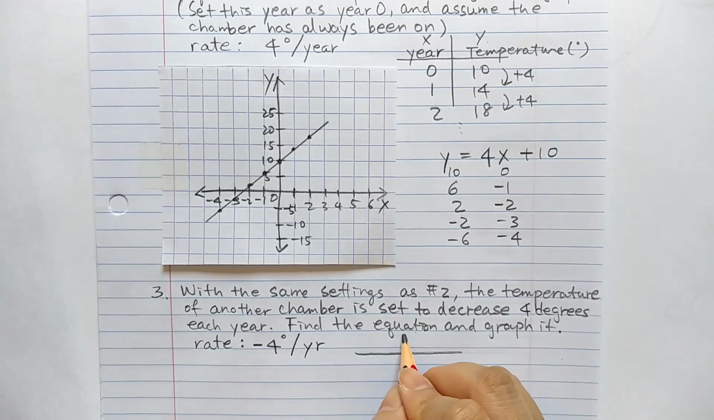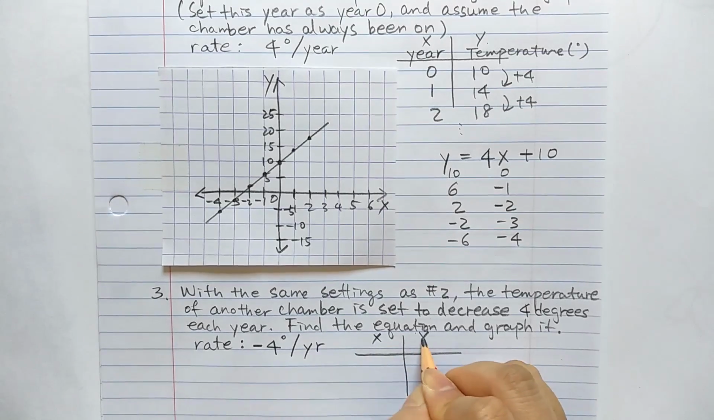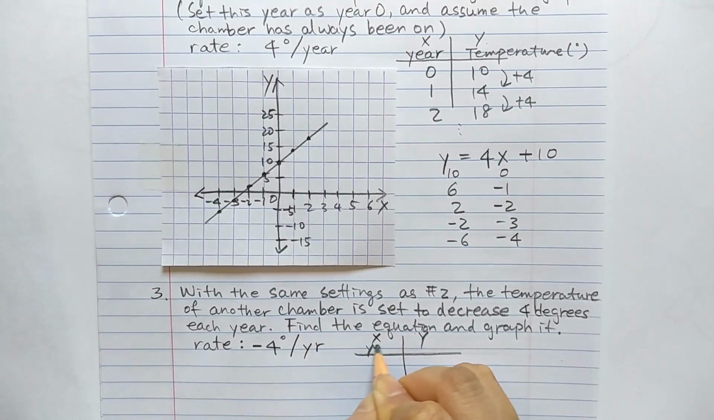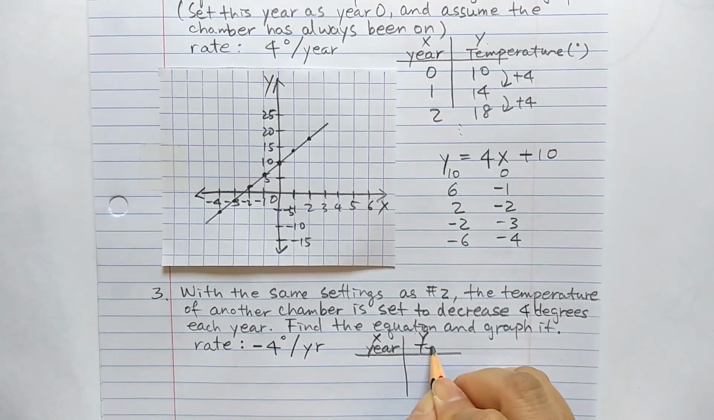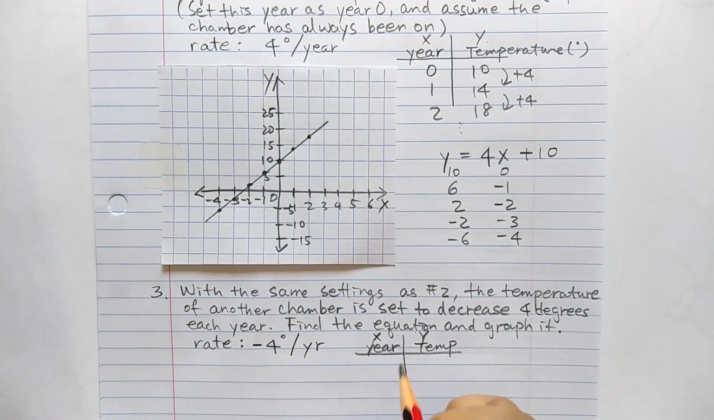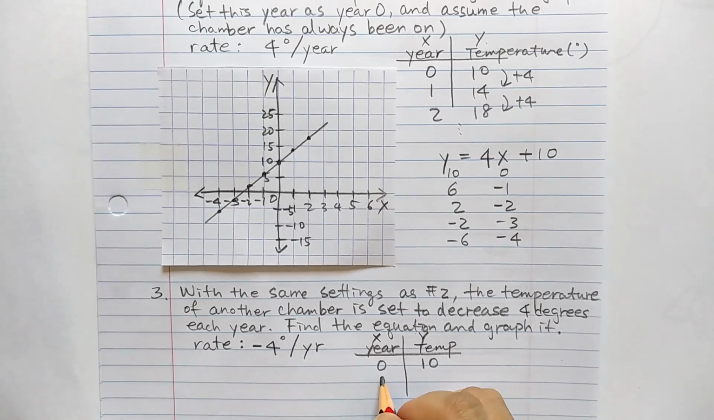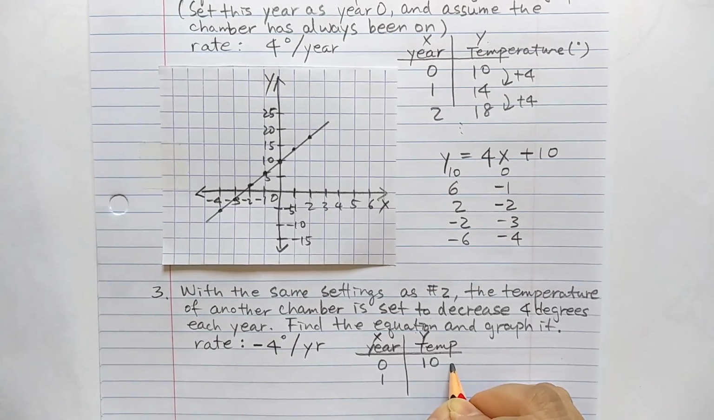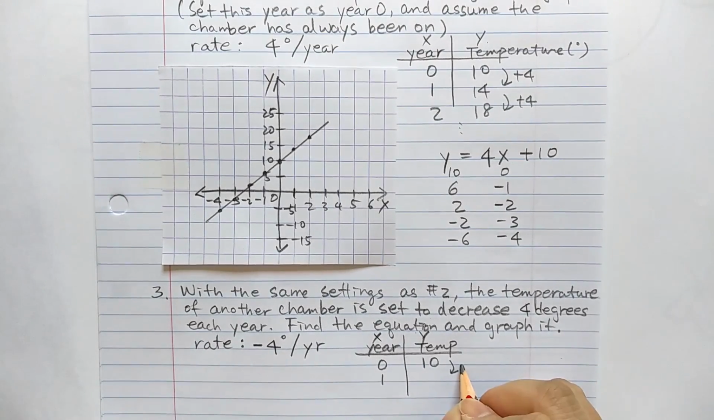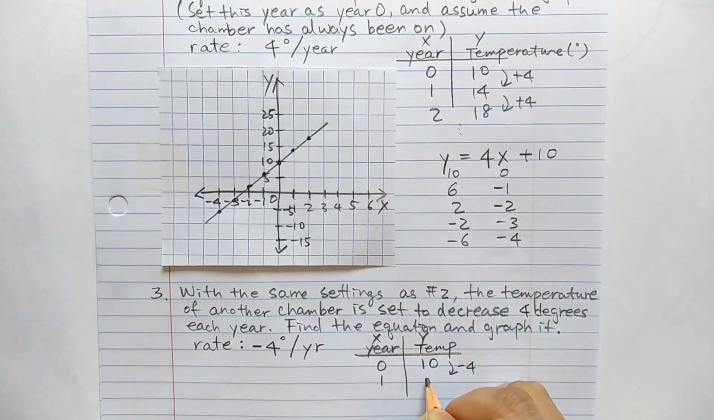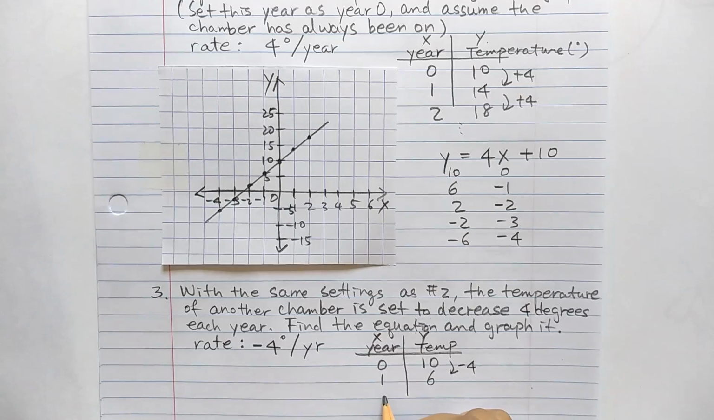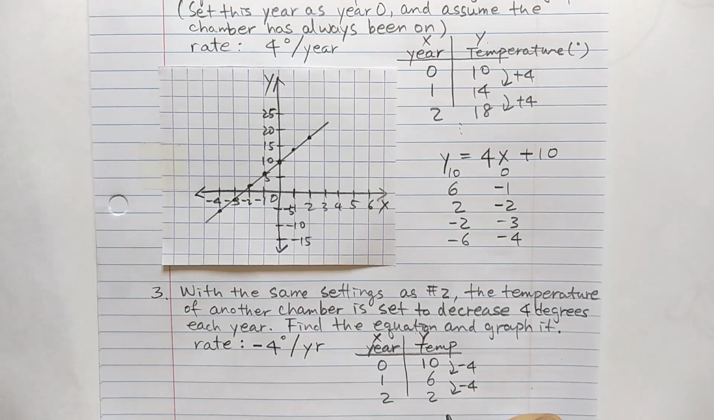Let's make a short XY table. X is still the year, and Y is the temperature. Year 0 is still 10 degrees. How about year 1? Year 1, 4 degrees less than the year 0, so it'll be 6 degrees. How about year 2? Another 4 degrees less, it'll be 2 degrees.